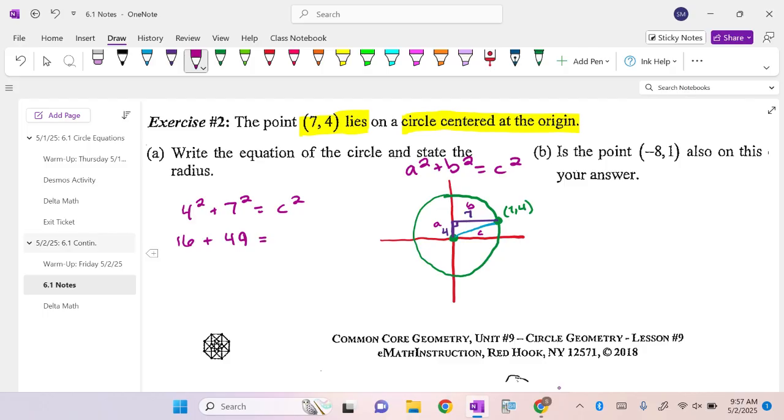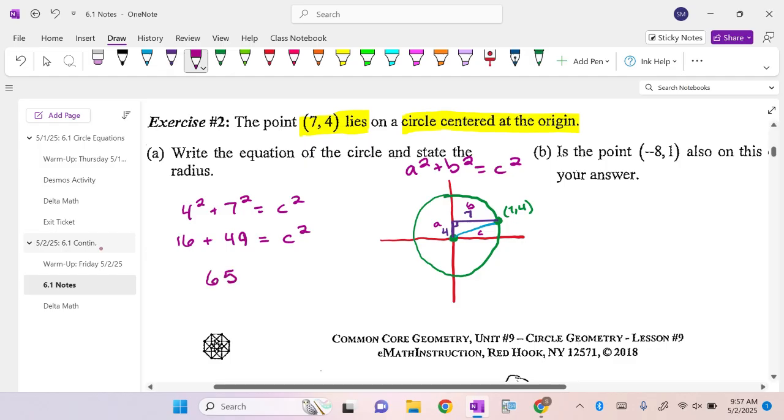49. And that'll be equal to c squared. What's 16 plus 49? 65. All right, that's equal to c squared. Now, what's the last part that we got to do? Square root it.